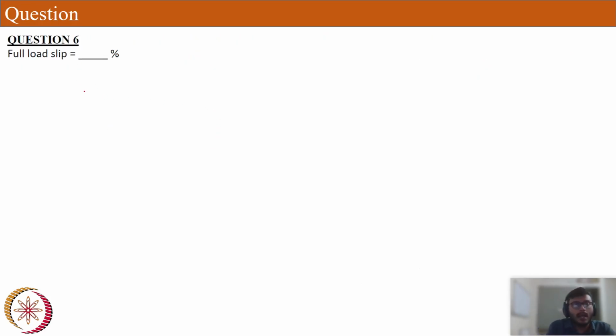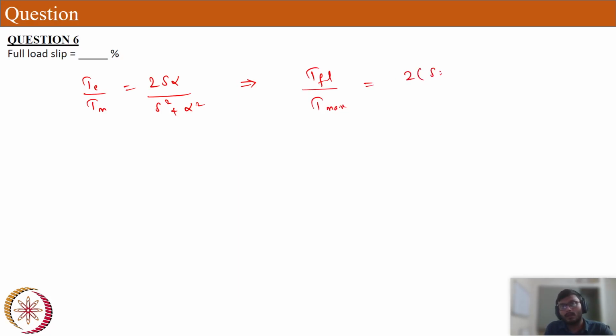So now I know the formula: electromagnetic torque by maximum torque is equal to 2S alpha by S square plus alpha square. Since I know the value of alpha, I will replace the electromagnetic torque by full load torque, and S by full load slip: 2 S_FL alpha by S_FL square plus alpha square, right?